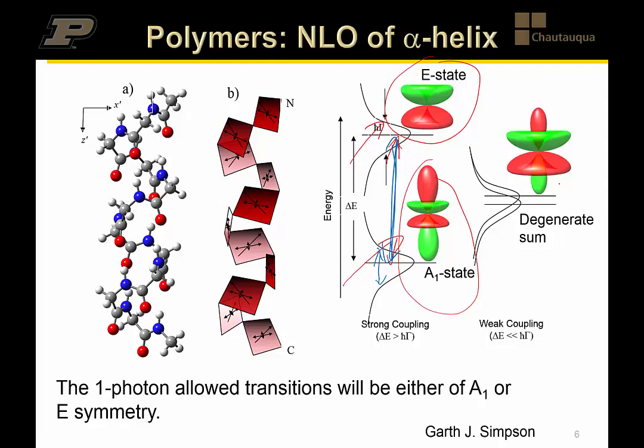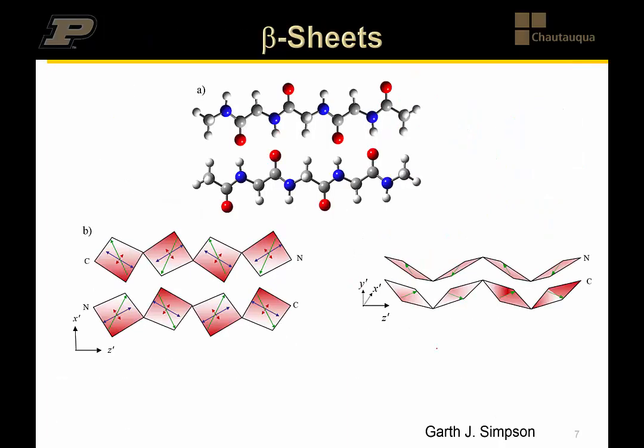If, however, that energy gap is small relative to the line width, then we typically can't spectrally resolve the two peaks. And in fact, just what we started out with initially, just the degenerate sum, will describe the nonlinear optical property of that combined peak, which has the coherent contributions of each of the A and E transitions.